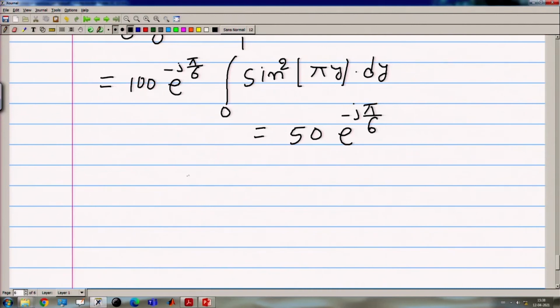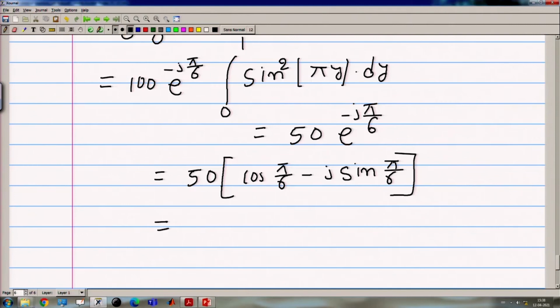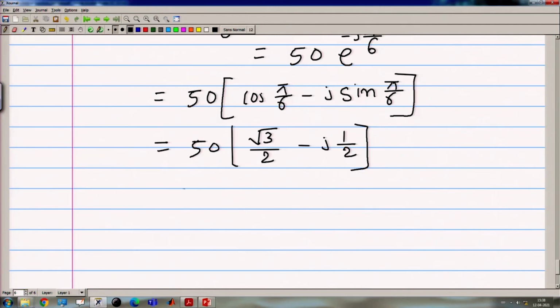So, we can expand this as 50 into cos pi by 6 minus j sin pi by 6. Cos pi by 6 is root 3 by 2, and sin pi by 6 is 1 by 2, so root 3 by 2 minus j 1 by 2. It will be 25 root 3 minus j 25. So, this is the power input.